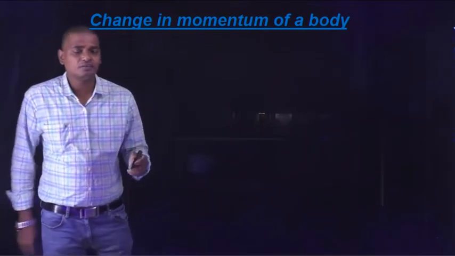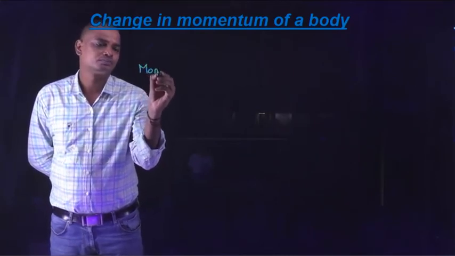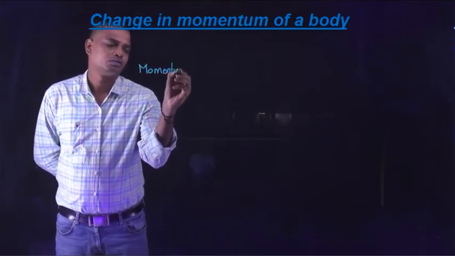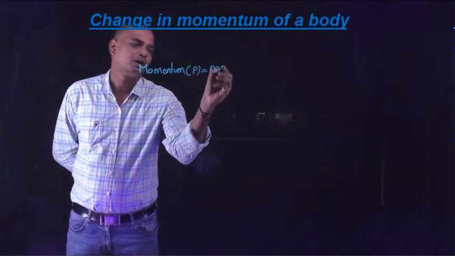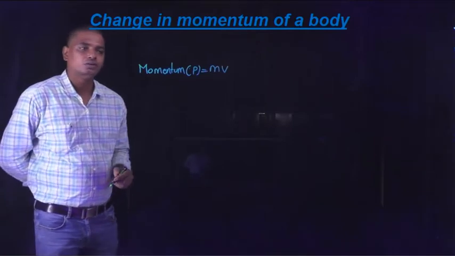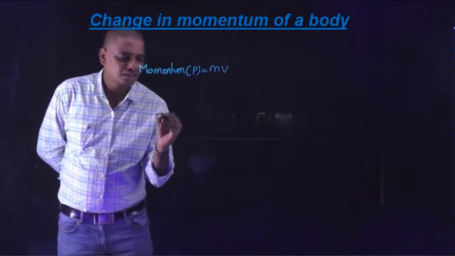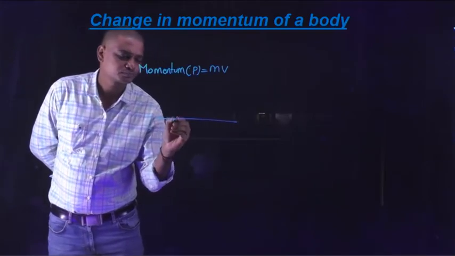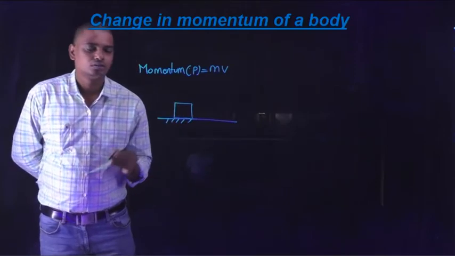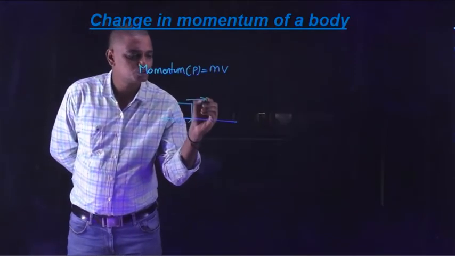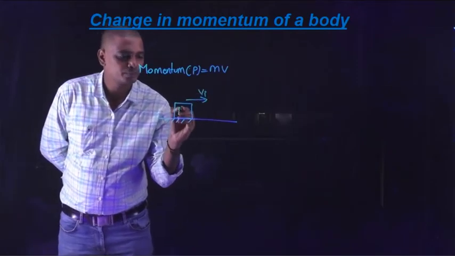From our previous discussions, we know that the momentum of a body is denoted by P, which is given by mass into velocity. P is equal to m into v. So here consider a block which is moving with a velocity vi, has a momentum pi.